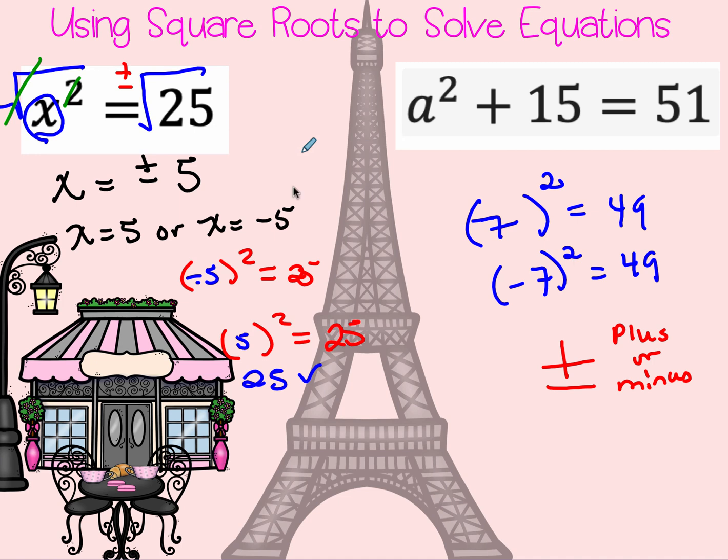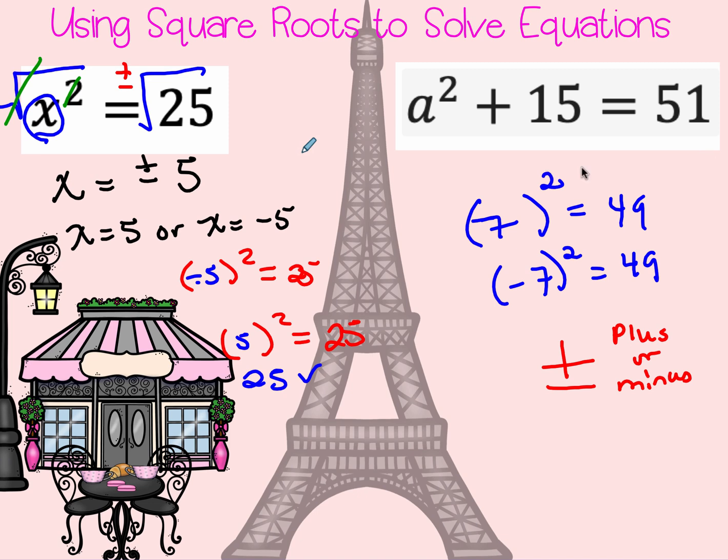Okay, so let's go on to this one here. A squared plus 15 equals 51. My job is to get the variable by itself. Well, order of operations, we square and then we add 15. So remember, we reverse the order of operations, which means I have to get rid of adding first. The inverse of adding 15 is subtracting 15. So I'm going to subtract 15 from both sides.